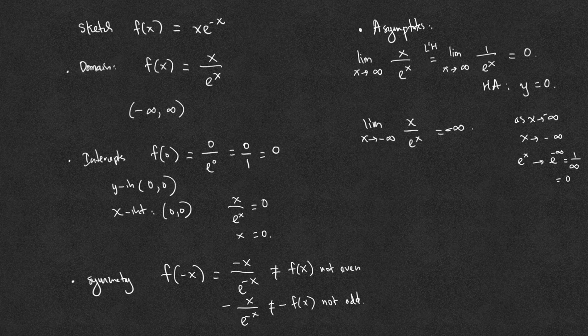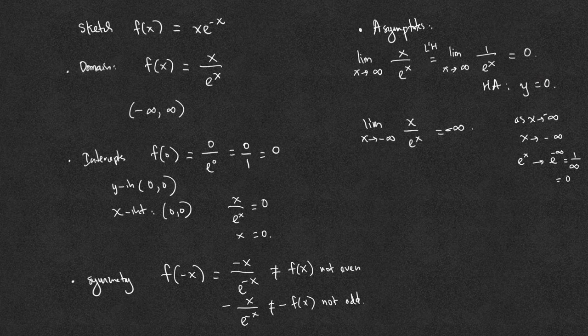To find any vertical asymptote, we would require that the denominator is 0, but in this case, the denominator is never 0. So we only found one horizontal asymptote, y equals 0.